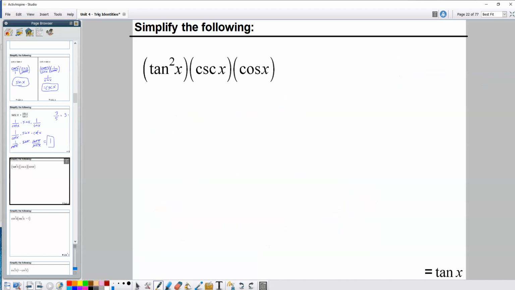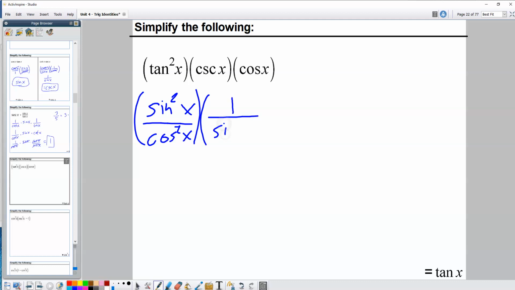Next one. I've got tangent squared times cosecant times sine, and we have to make it say tangent. All right. Well, let's rewrite this tangent squared as sine squared of x over cosine squared of x, times cosecant, which is 1 over sine. And then let's leave this cosine right there.